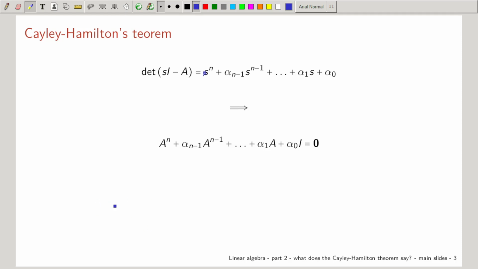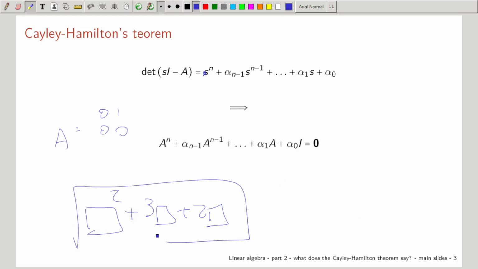I've got S squared plus 3S plus 2. Then I take A equals, I don't know, 0, 1, 0, 0. And then I put 0, 1, 0, 0 here, 0, 1, 0, 0 here, identity here. And in a certain sense, I get a polynomial that is a matrix polynomial. Okay? Together?